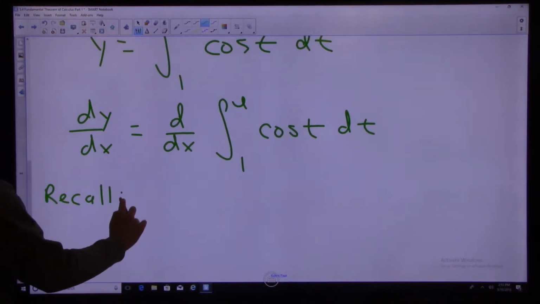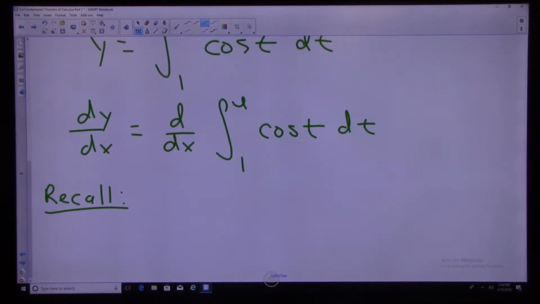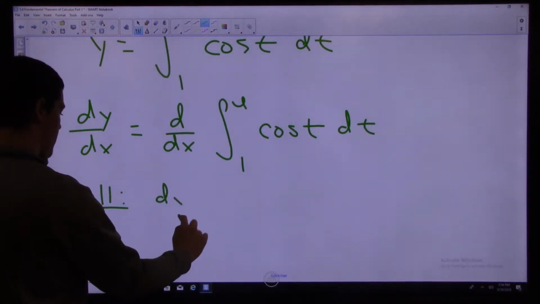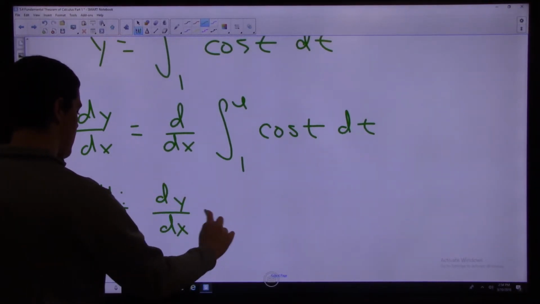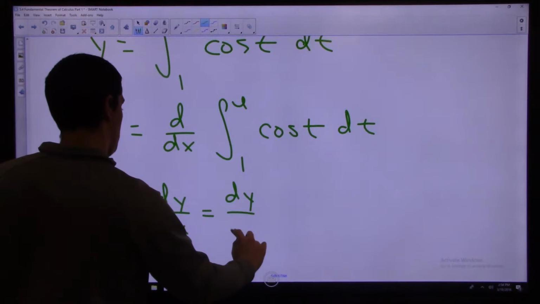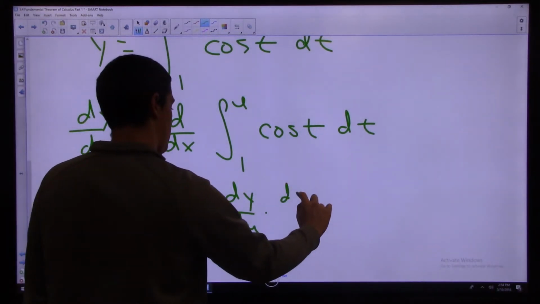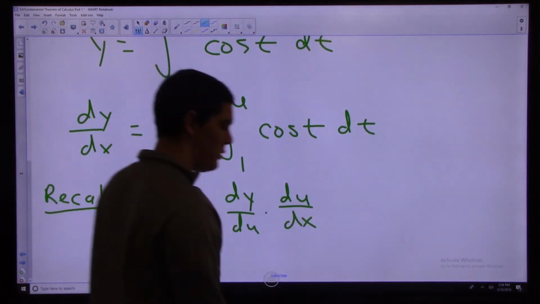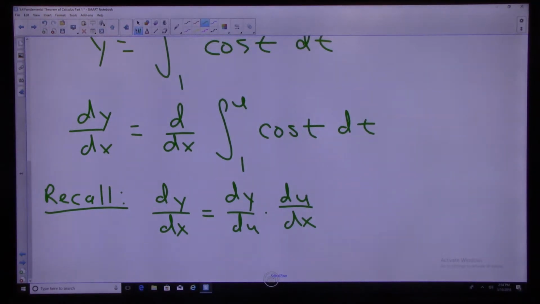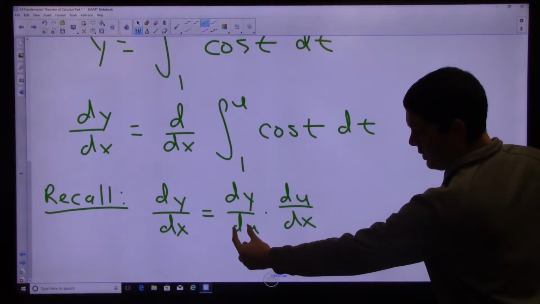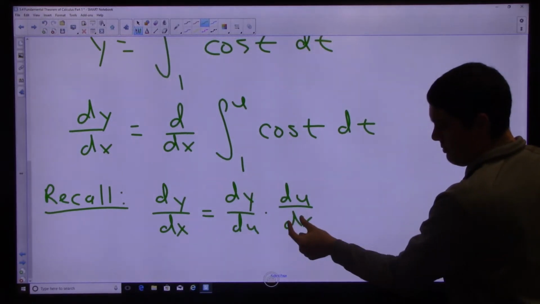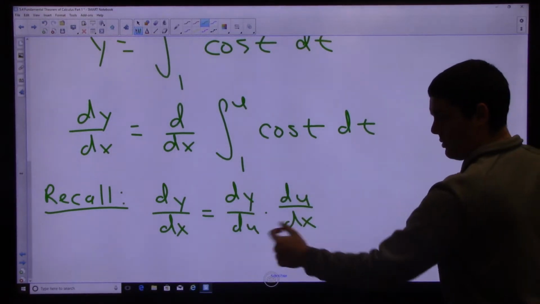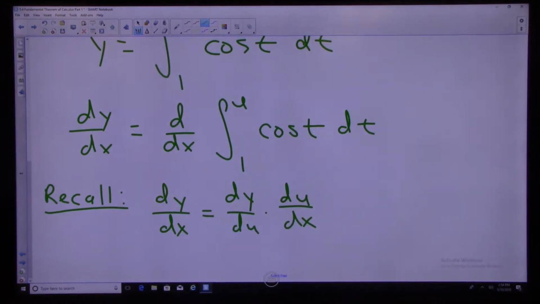I'll put recall. Recall the chain rule. This was one way we wrote it. dy over dx is equal to dy over du times du over dx. That's just review from derivatives. Okay? Again, derivative of the outside function, leaving the inside alone right away, and then multiply by the derivative of the inside function. That's what this means. Okay?